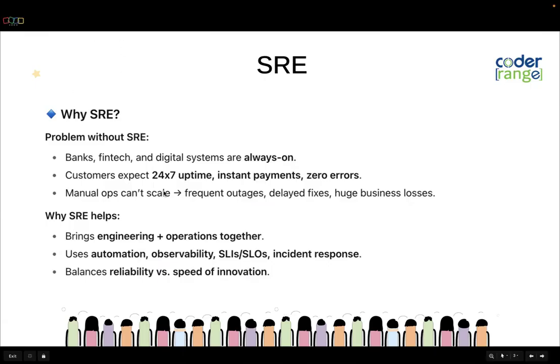You can observe the effect of SRE: in Google Pay, Paytm, and everywhere there is almost no downtime. Maybe you still see downtime at banking servers, right? Even though they have SRE implemented, their systems are still incompatible in terms of efficiency. Manual ops cannot scale. That's the reason they bring engineering plus operations together. That's why high-end organizations and fintech products use automation and observability, and are trying to increase the speed of reliability.